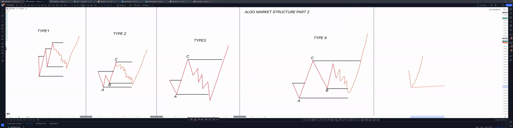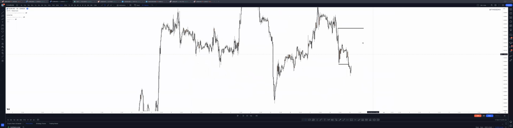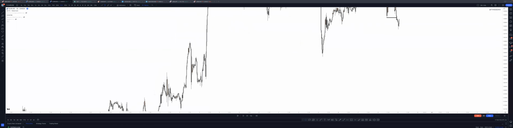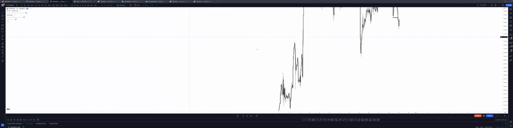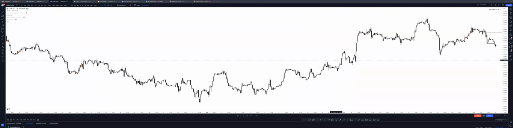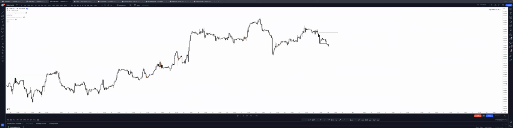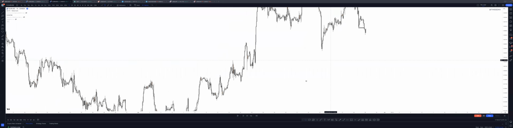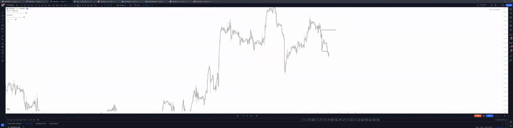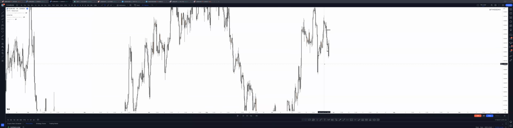Let me give you guys an example of that now. Go to the 1 hour time frame. All right, so this is a perfect example as well. Let's say on the 4 hour time frame.